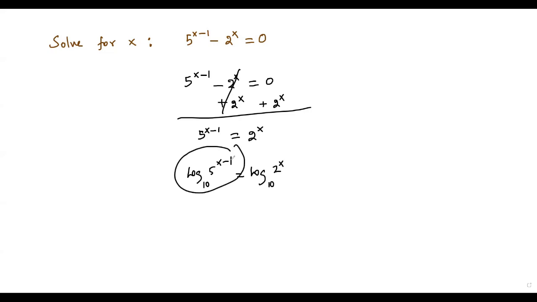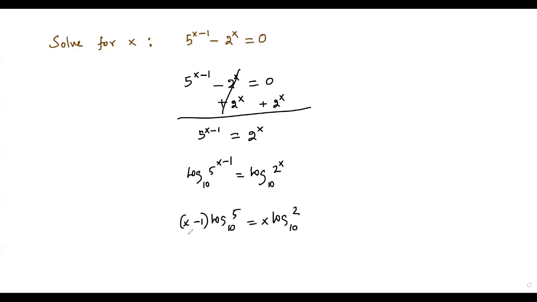Here I can use the power rule of logarithm. Here the argument is exponential. Whenever the argument is exponential, the exponent in the argument of the logarithm can be moved in front of the logarithm, so then it has to be multiplied by the logarithm. This is the power rule of logarithm. So now I'm going to move this exponent x minus 1 in front of the logarithm, so x minus 1 will be multiplied by log base 10 of 5, equals the same thing. Here the exponent x can be moved in front of the logarithm, so x times log base 10 of 2.